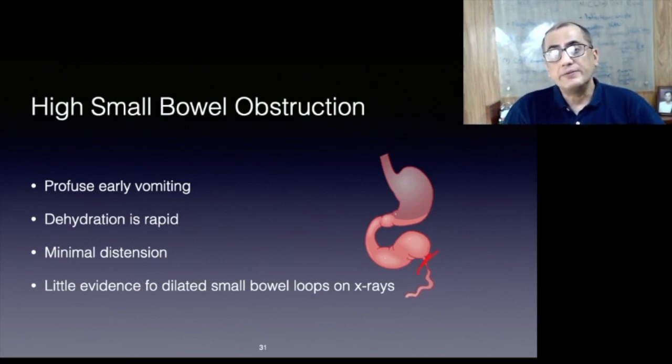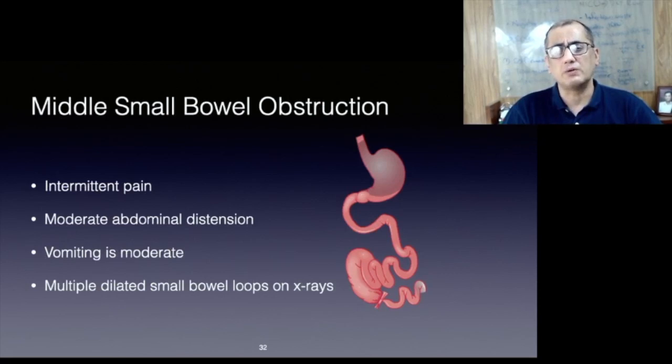And there is little evidence of dilated small bowel loops on abdominal radiography. In middle small bowel obstruction, there is intermittent pain, moderate abdominal distension with moderate vomiting. Multiple small dilated small bowel loops are seen on abdominal radiography. So here are the loops that can be seen.